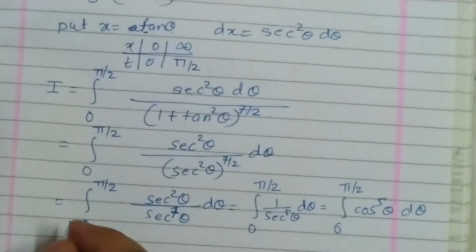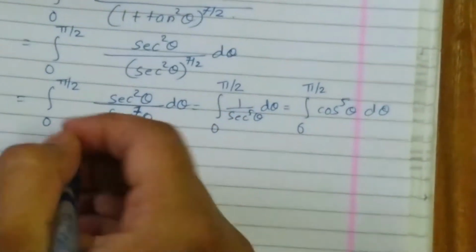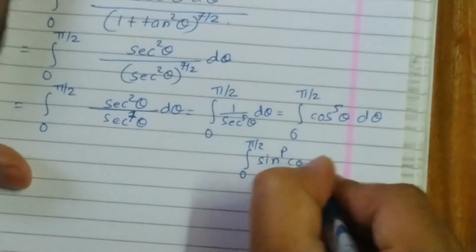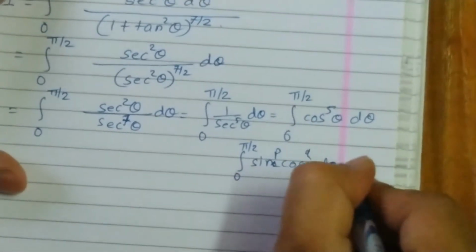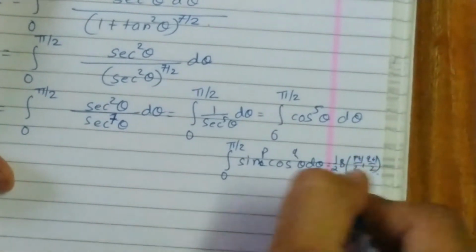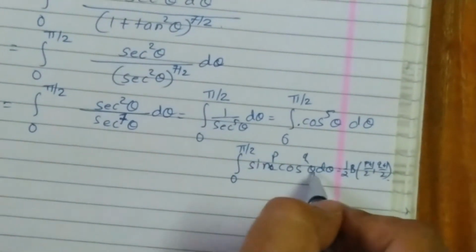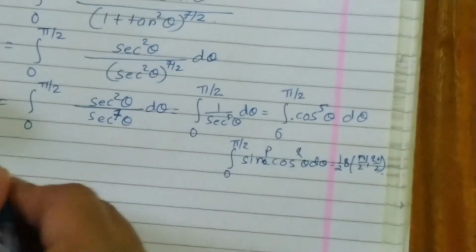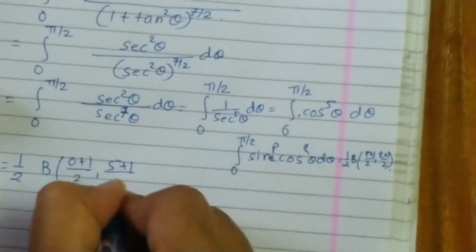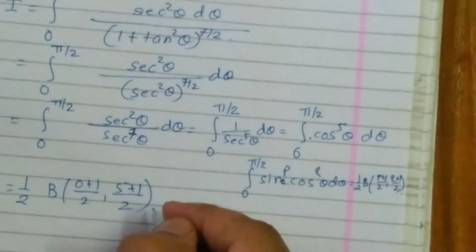Now with our rule, here I will state the rule again. Integration from 0 to pi by 2 sin raised to p into cos raised to q theta d theta is equal to 1 by 2 beta of p plus 1 by 2 comma q plus 1 by 2. With the same rule, see here sin raised to p theta is not present, so p is 0, and cos raised to q theta, q is 5. So my integral I becomes 1 by 2 beta of 0 plus 1 by 2 comma 5 plus 1 by 2. The further simplification I would like to leave to you. I hope you will be able to get the final answer.